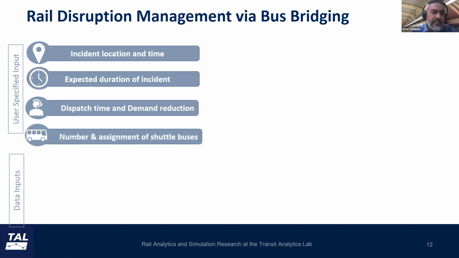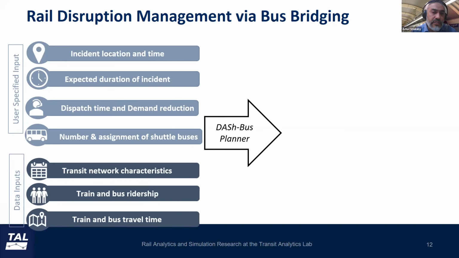Also the user enters the expected duration of the incident, the dispatch time and demand reduction, meaning how many people are expected to leave the subway and walk or take a taxi or Uber or whatnot. And also the number and assignment of shuttle buses. So the dispatcher enters the number of shuttle buses and where they should come from.